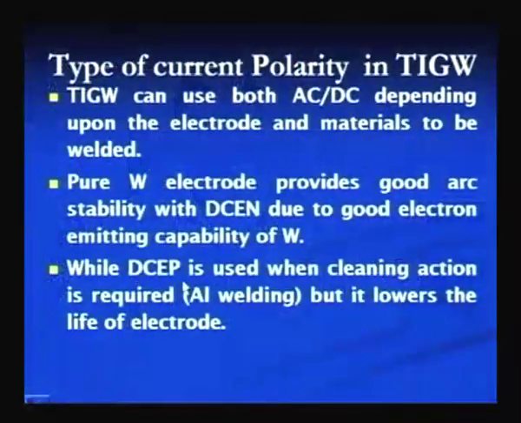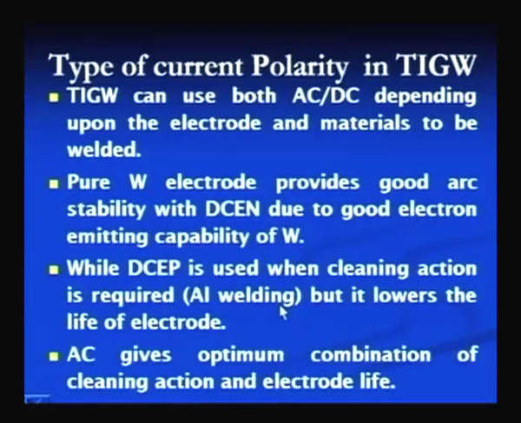So, if the advantage of the cleaning action is to be taken, DCEP is used, but it adversely affects electrode life. Therefore, to have an optimum combination of cleaning action and electrode life, AC is used for welding of aluminum or other reactive metals like magnesium. So, AC gives an optimum combination of cleaning action and electrode life.